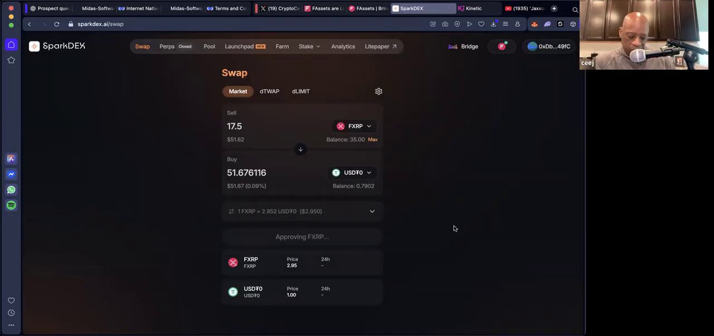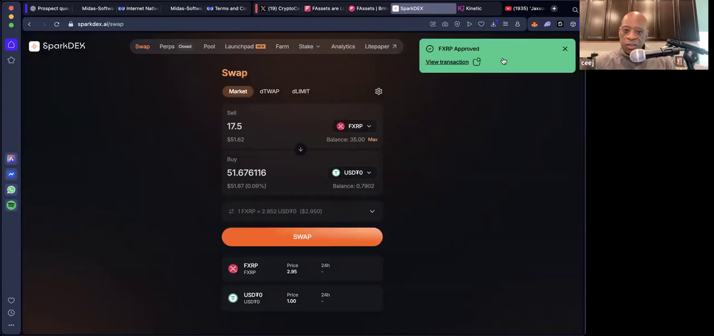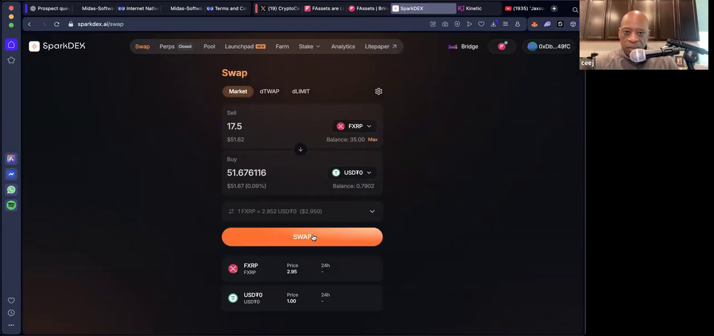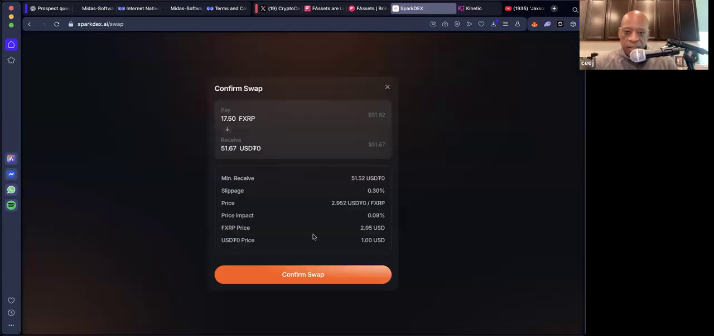Let's see if I get the message. I got the message here on my wallet. By clicking confirm, you allow this dApp to access your FXRP. It costs about a penny to do so. I'm going to approve it in the wallet. Close it. FXRP approved. Now I get to swap. Confirm the swap.